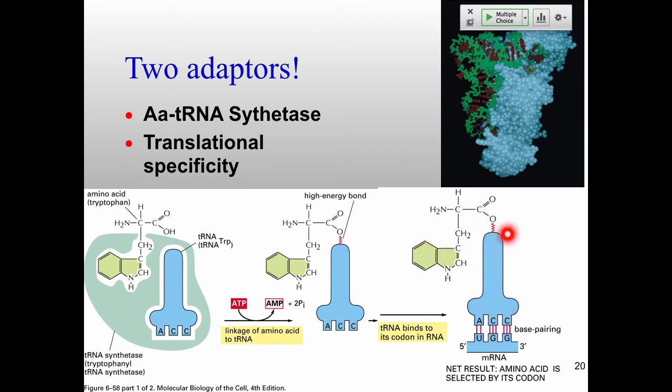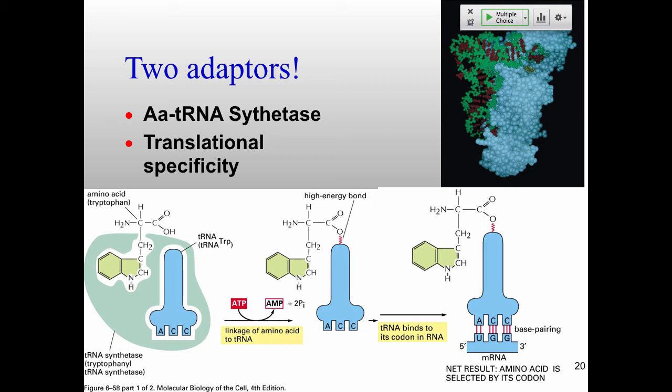So the 3' end, 5' to 3' base pairing. And now we're ready to have the translation take place because we have all of these, what are also called charged tRNAs. A charged tRNA has this activated amino acid attached to the 3' end.